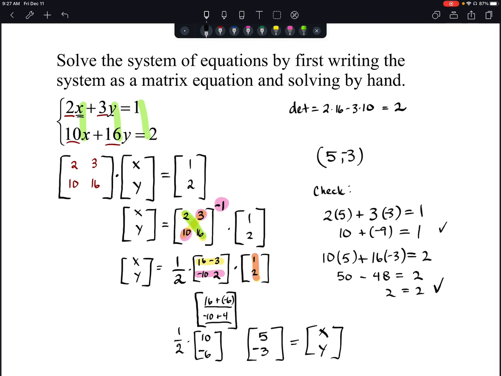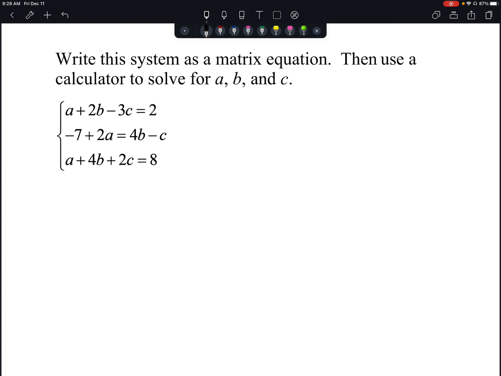But it was a good thing I did check it there, right? Because I had one of them wrong. Okay? It's a lot of work to do if you're going to get it wrong. So let's move on here and let's look at a much bigger, longer one. But don't worry, we're going to use the calculator to help us with this one. And you'll see how much easier it becomes.